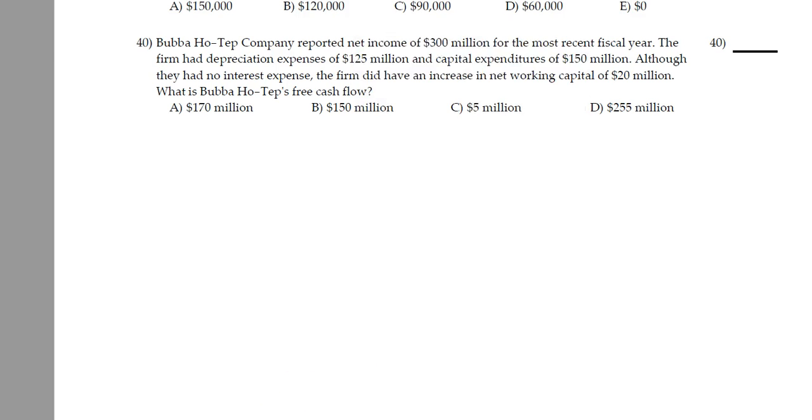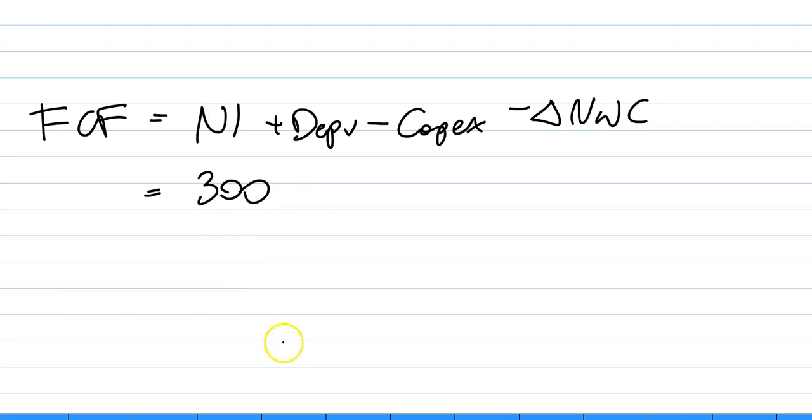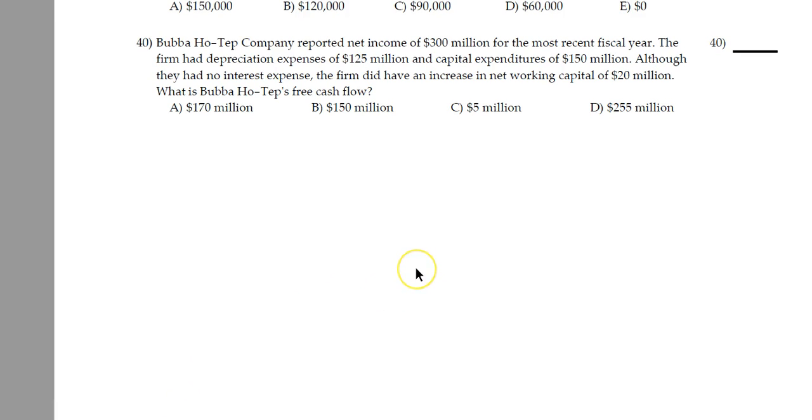Name is ridiculous. Okay, so we can just use our formula for the free cash flow here. Free cash flow is net income plus depreciation, we add back, right? It's a non-cash expense, minus capex, minus change in net working capital. So what do we have here? We have a net income of 300 million plus depreciation, minus capex, and minus increase in net working capital. And that gives us 55,000, which is D. Okay, and that's it.